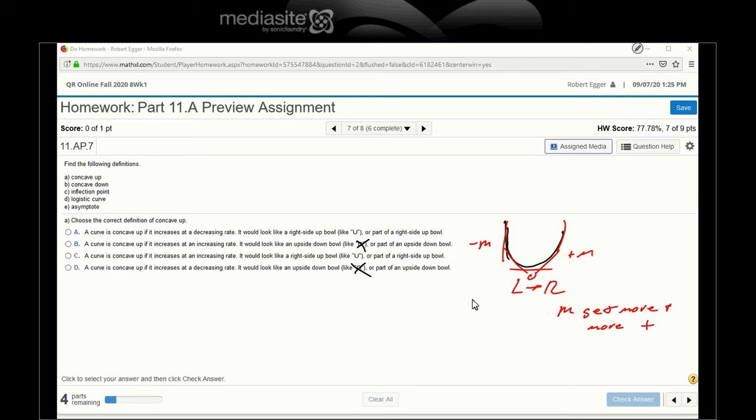So m gets more and more positive. So which of these two describes that? A curve is concave up if it increases at a decreasing rate. A curve is concave up if it increases at an increasing rate. Increasing rate means more positive. Has to be C.